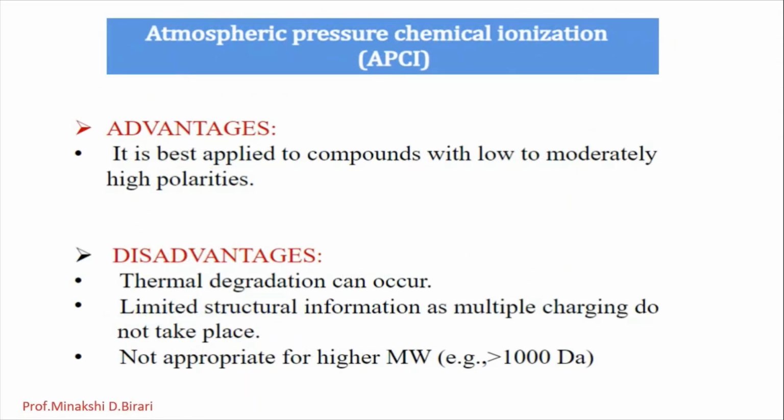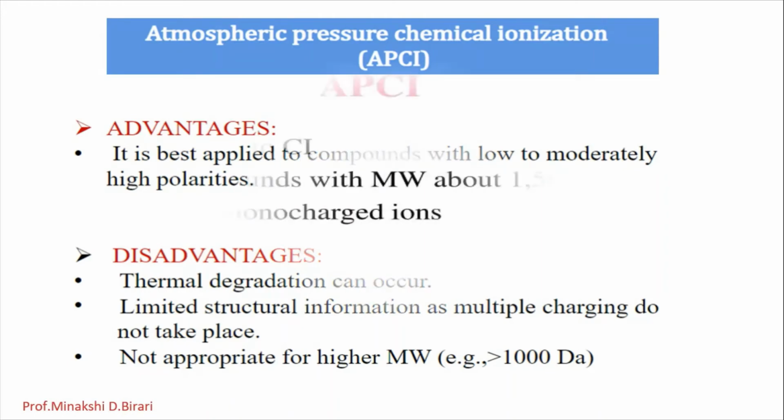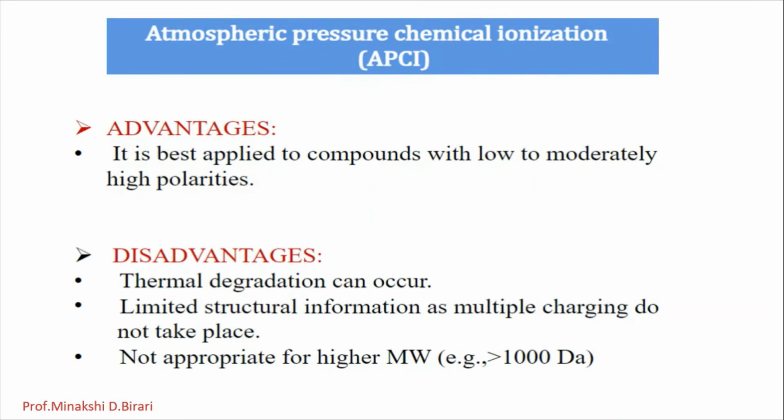So what are the advantages of APCI? It is best applied to compounds with low to moderately high polarities. APCI may produce positive ions or negative ions. It is generally used to analyze polar thermostable substances. APCI also has some disadvantages. Thermal degradation can occur, structural information is limited as multiple charging does not take place, and it is not appropriate for higher molecular weight compounds.